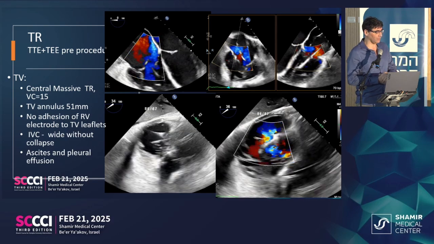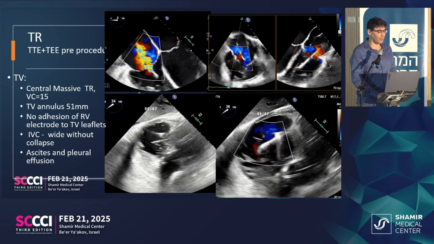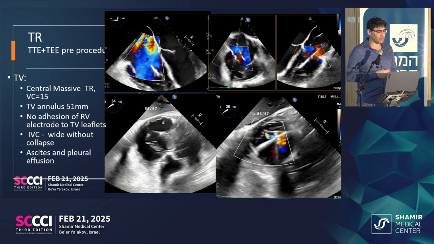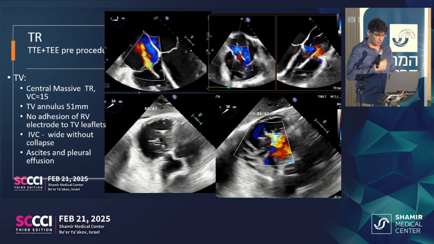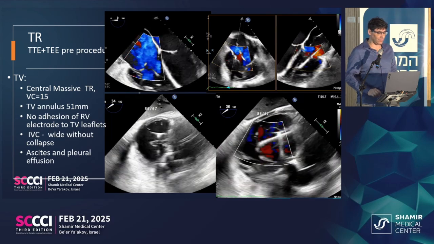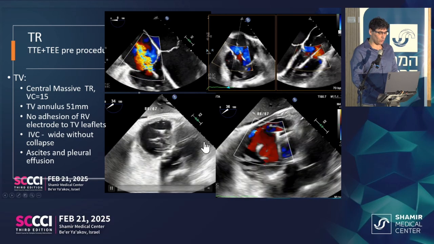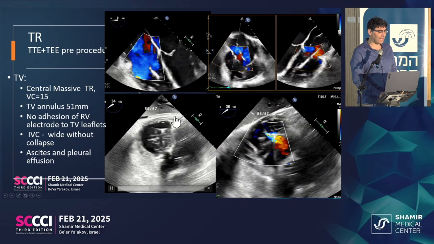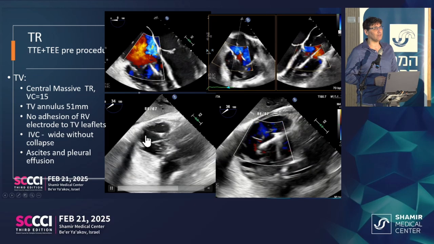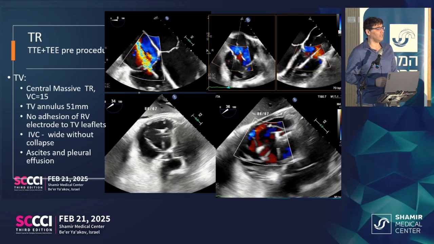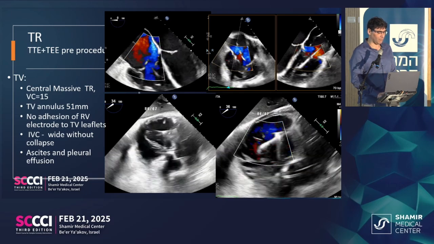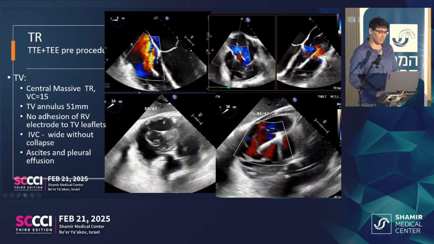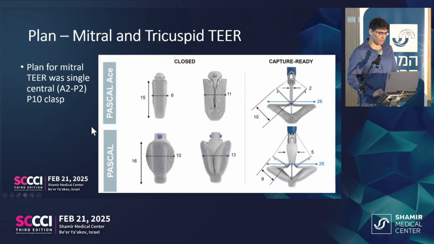The lead itself does not make the problem, but we do have a large annulus of 51, massive TR with vena contracta of 15, and a wide IVC. I will try to show you more about the way we look at our tricuspid valve, because during our journey with tricuspid TR, we've learned more and more about how to appreciate the degree of difficulty with the TR. But let's go to the case.